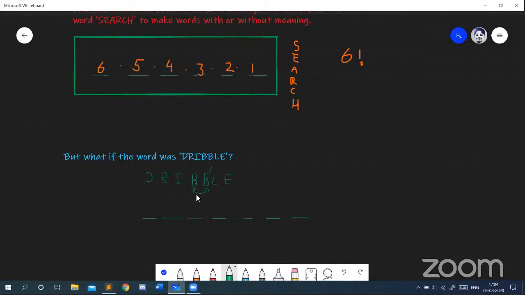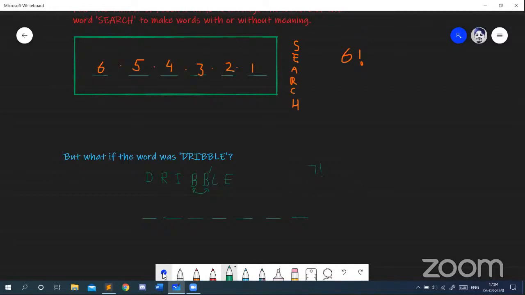So what if these 2 letters were not identical? In that case, we have 7 blanks, and therefore the answer would have just been 7 factorial, right? Let me just check once again. 1, 2, 3, 4, 5, 6, 7. Yes, 7 factorial. But this is what happens when these 2 B's are not identical. And I'll just show you what we do in this case.